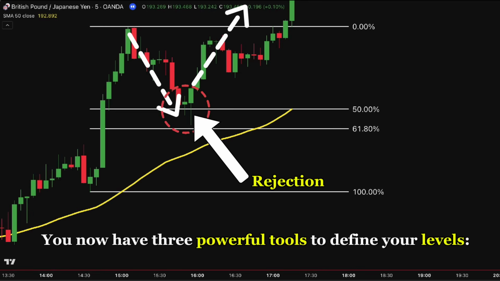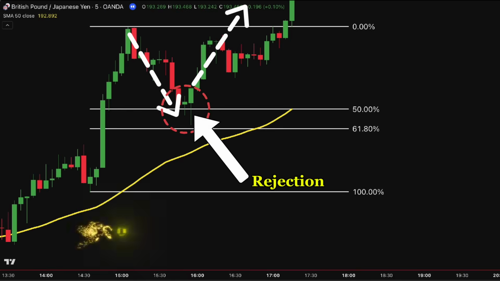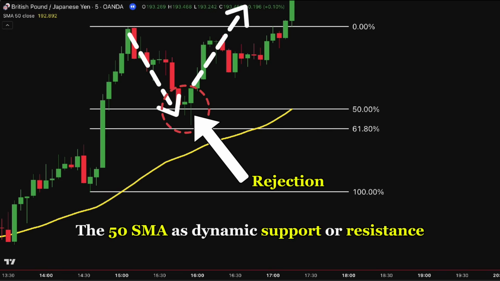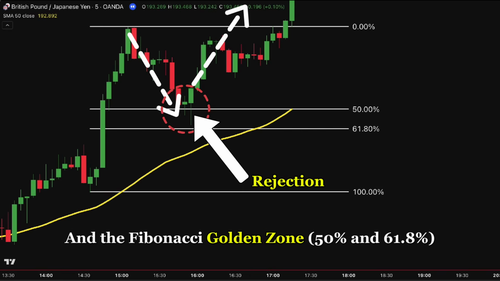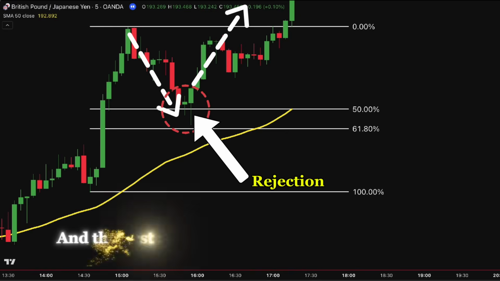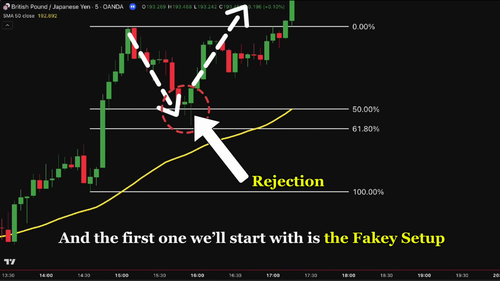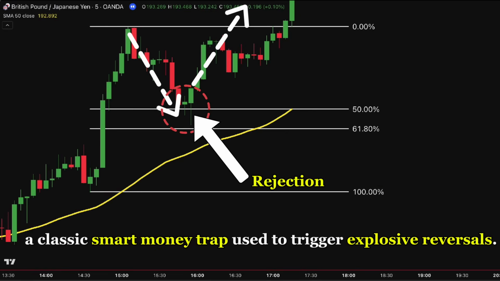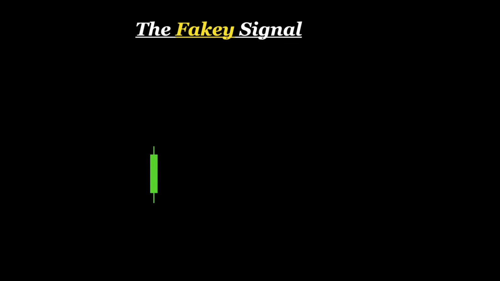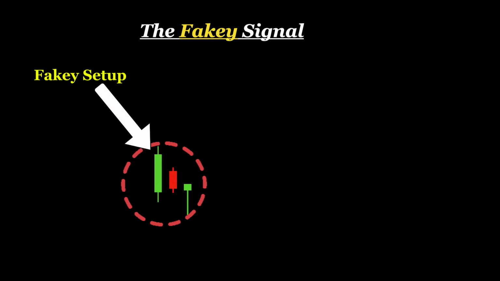You now have 3 powerful tools to define your levels: horizontal support and resistance, the 50 SMA as dynamic support or resistance, and the Fibonacci golden zone. Now all you need is a signal. And the first one we'll start with is the fakey setup, a classic smart money trap used to trigger explosive reversals. The fakey is one of the most deceptive price action setups used by smart money to trap retail traders and flip the market in the opposite direction.